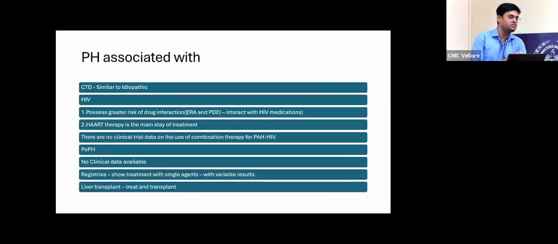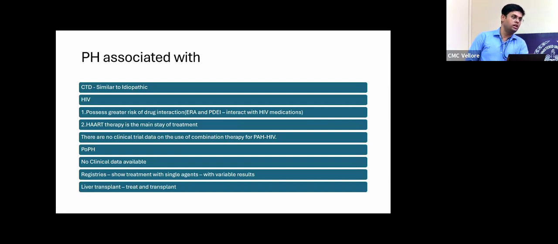So some of the cases we see are pulmonary hypertension with some other comorbidities, like an HIV patient presenting with pulmonary hypertension, how to treat them. HAART is the only treatment. So you start phosphodiesterase therapy, it has more interaction with protease inhibitors. You start ambrisentan, it has more interaction with RTV. So whatever available PH therapy we have has a lot of interaction with HAART therapy. So HAART therapy is the mainstay of treatment in HIV-associated pulmonary hypertension.